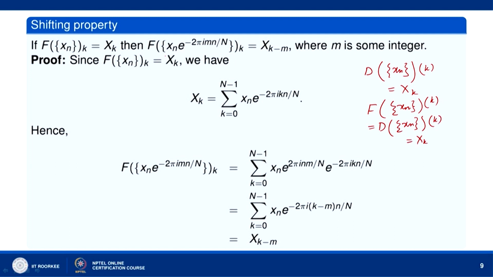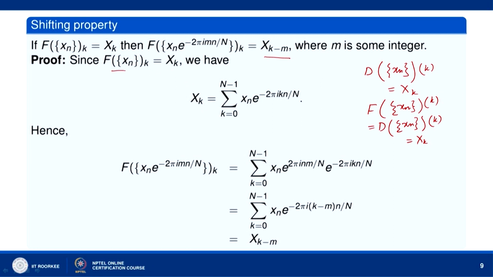So, then this shifting property says that if you multiply x n by e to the power 2 pi I m n by n, then the discrete Fourier transform shifts to the right, okay, it becomes x k minus m, where m is some integer. So, let us use the definition of discrete Fourier transform.